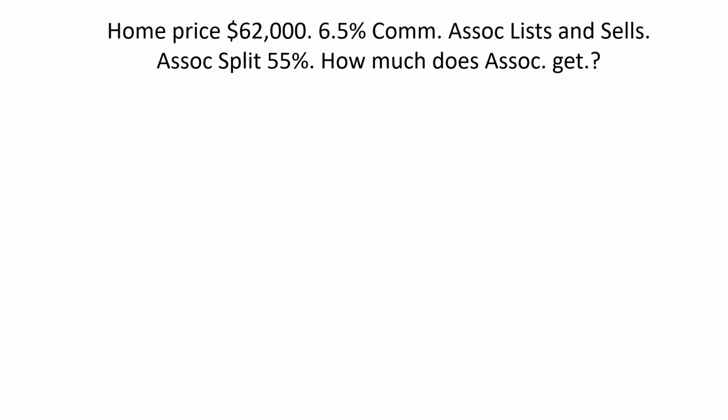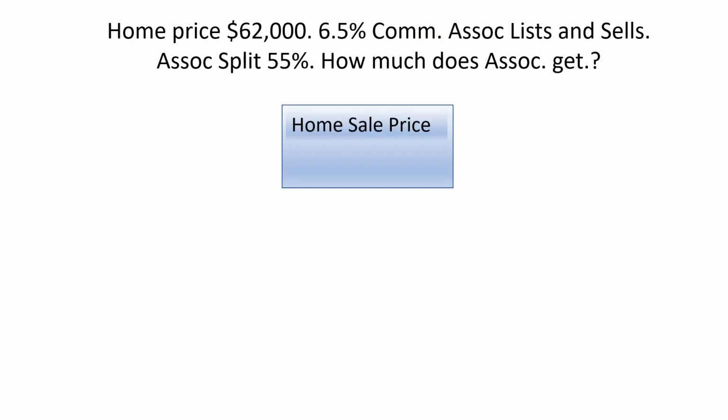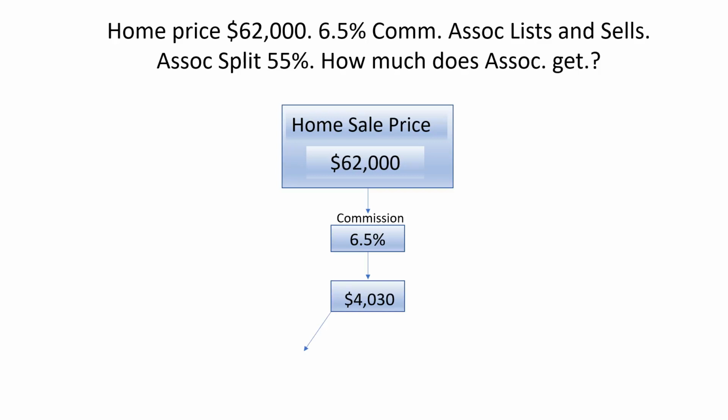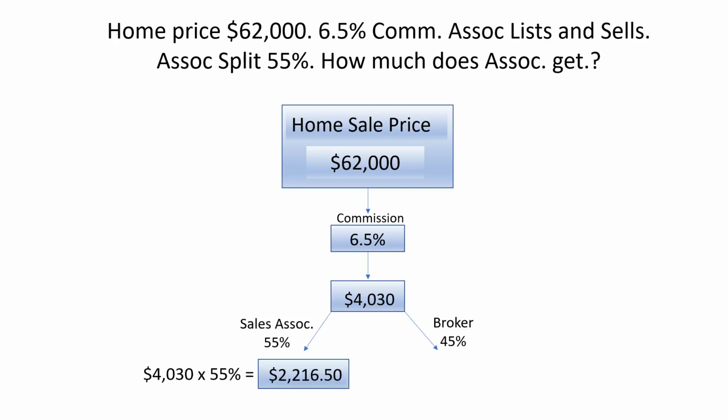Here's an example. $62,000, 6.5% commission. The associate lists and sells. The associate split with the broker is 55%. So how much does that associate get? $62,000 at 6.5% gives $4,030. 55% of it will go to the sales associate and 45% remaining will go to the broker. Therefore, the sales associate will get $2,216.50 and the broker will get the remainder.